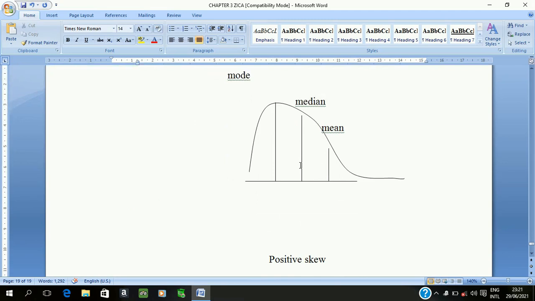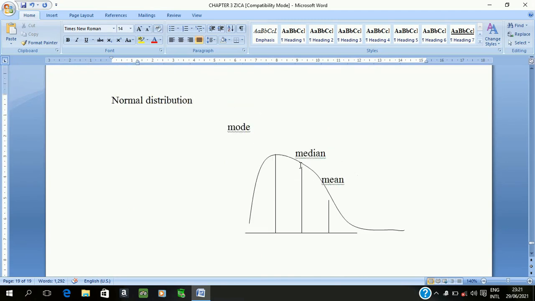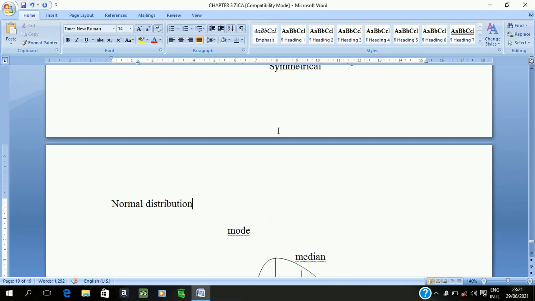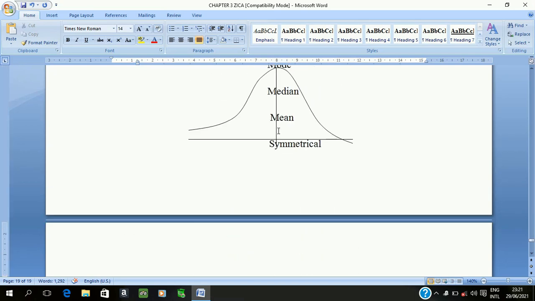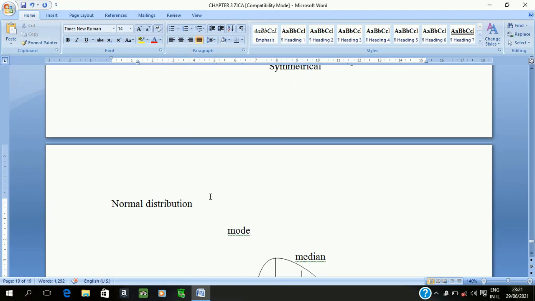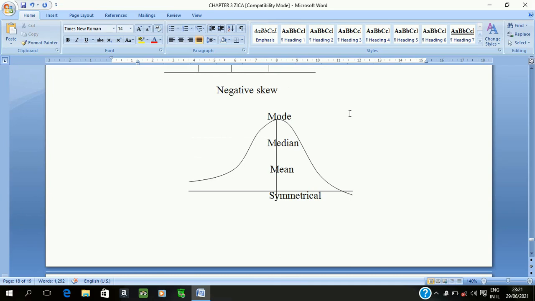Then the right skewed or positively skewed is where the mode is lower than the median, which is lower than the mean. So after this video, you're supposed to go straight and watch the video on normal distribution and how to calculate those values on normal distribution.